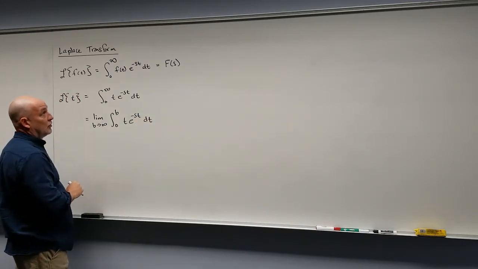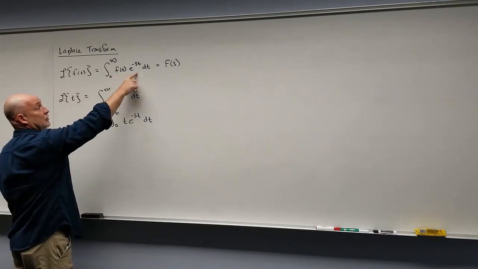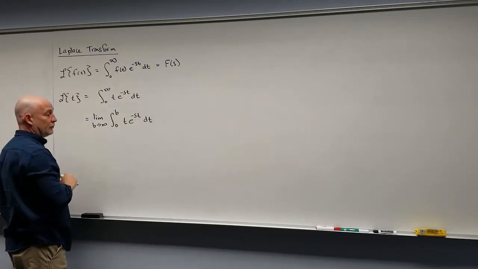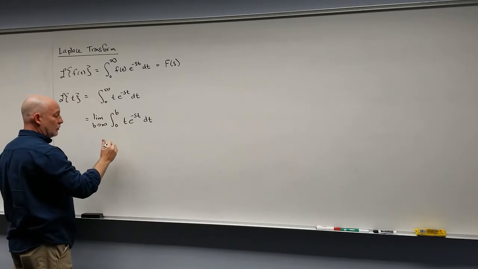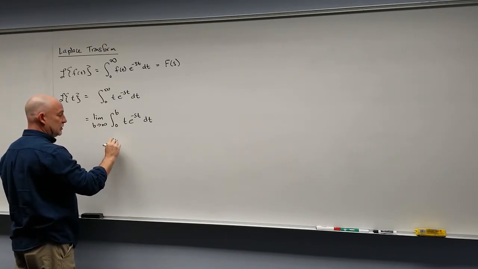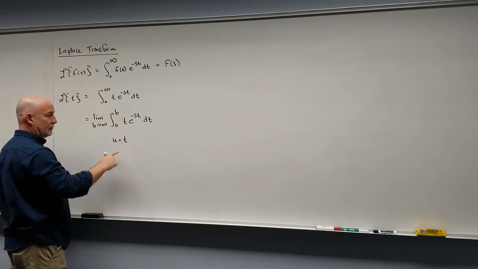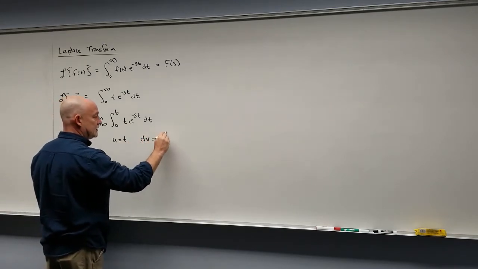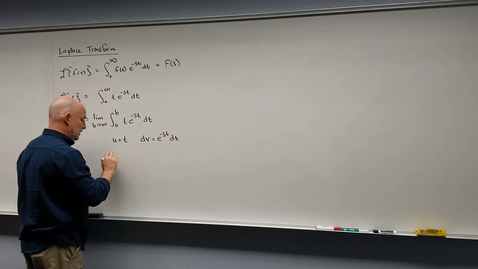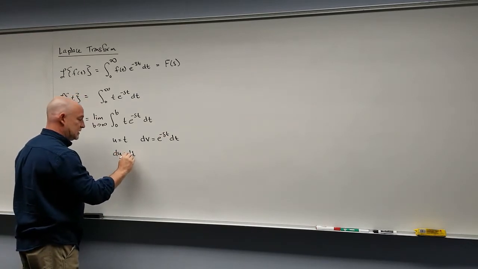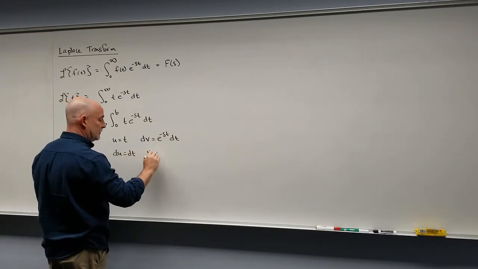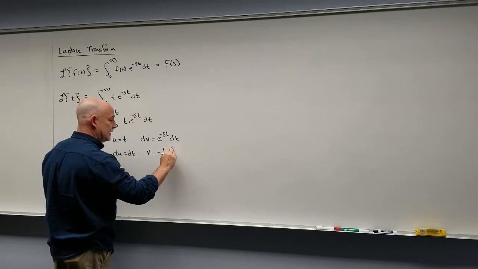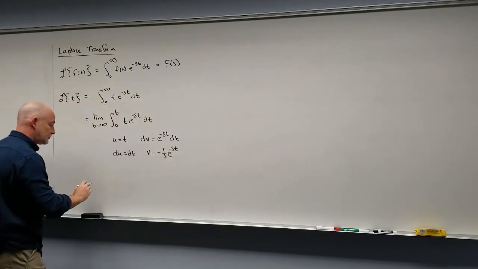By parts is going to show up a lot here because most of the time you have two different types of functions multiplied together. So we pick one function to be u. That's what we're going to take the derivative of. Of course, that's going to be t. And then everything else up there is dv. So du is just dt. And when we integrate this, v is negative 1 over s e to the negative st.